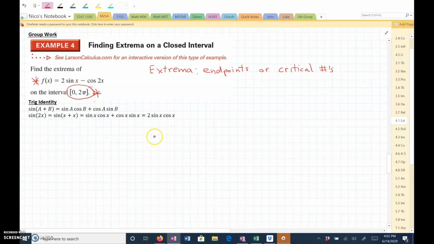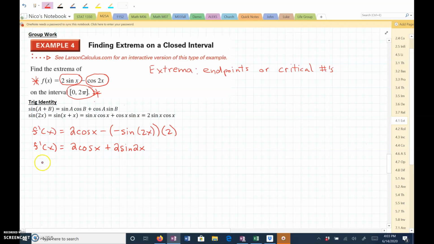To find the critical numbers, first we need to take the derivative of this function. The derivative of 2 sine of x would be 2 cosine of x. And the derivative of cosine 2x would be negative sine 2x times 2. So f prime of x equals 2 cosine of x plus 2 sine 2x.